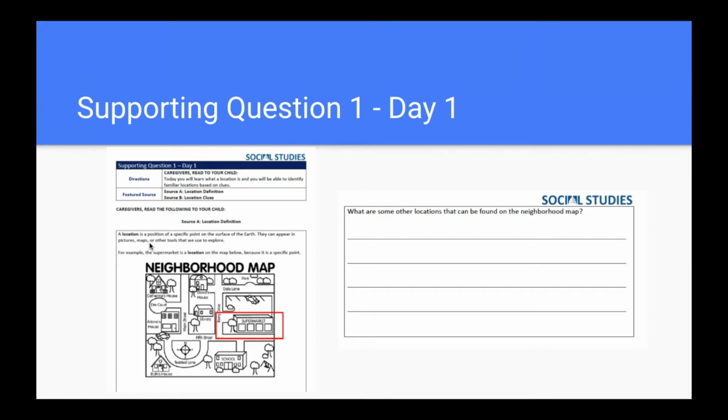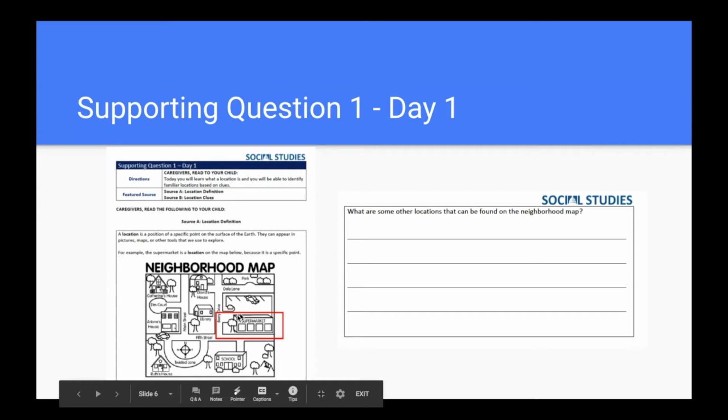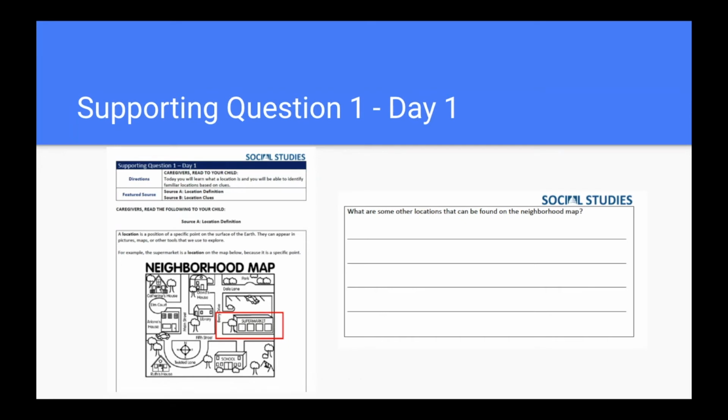They can appear in pictures, maps, or other tools that we use to explore. For example, the supermarket is a location on the map below because it is a specific point. Okay, so I see that the supermarket is right here. When I look at it on the map, I see that it has a label and a symbol to represent the real building, just like the symbols we used on calendars to represent holidays.